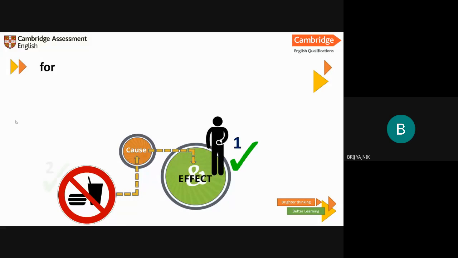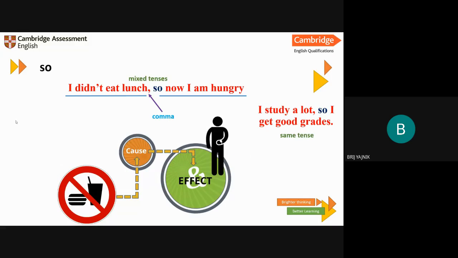But if we go back and look at so, then let's check. I didn't eat lunch, so now I'm hungry. Now, can someone tell me where is the reason and where is the result? Can someone tell me, is the result first or the reason first in the sentence?